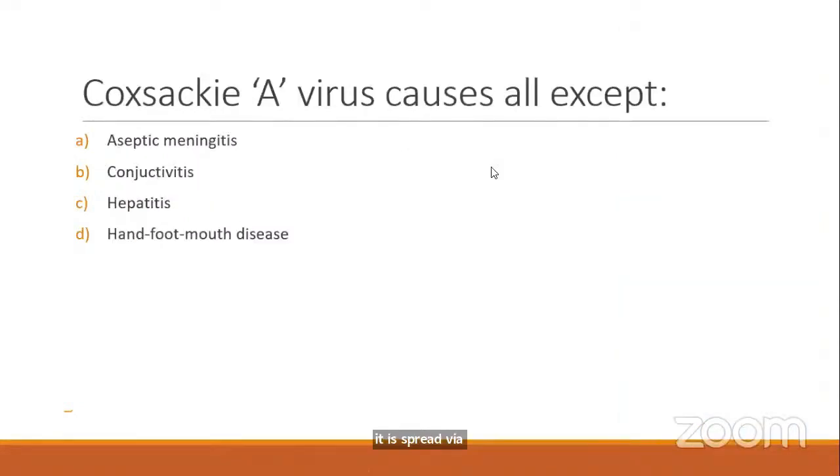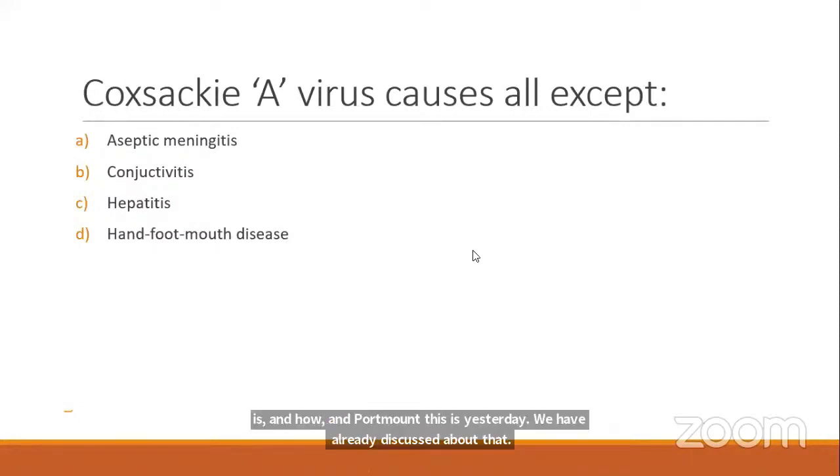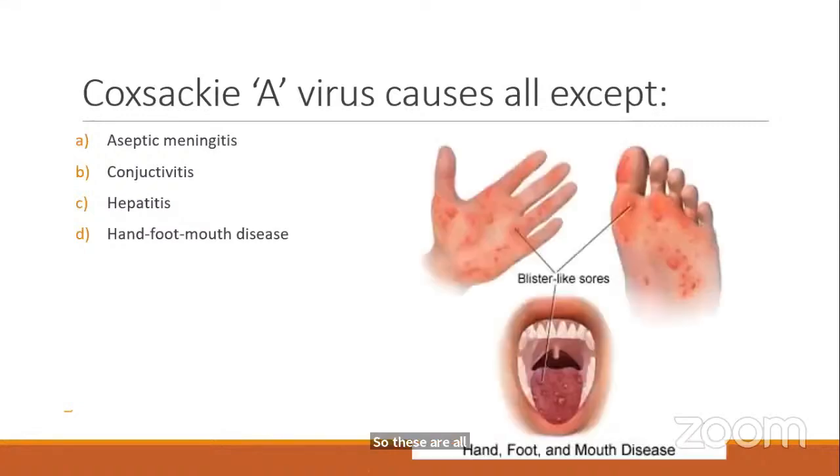So coming to Coxsackie virus, it causes all except which clinical condition? This is hepatitis; Coxsackie has nothing to do with hepatitis. It causes all the other conditions: acute hemorrhagic conjunctivitis, especially by Coxsackie A24. Then A7 and A9 variants cause aseptic meningitis and hand, foot and mouth disease. Yesterday we already discussed that. So these are all clinical conditions which can be produced by Coxsackie A virus.